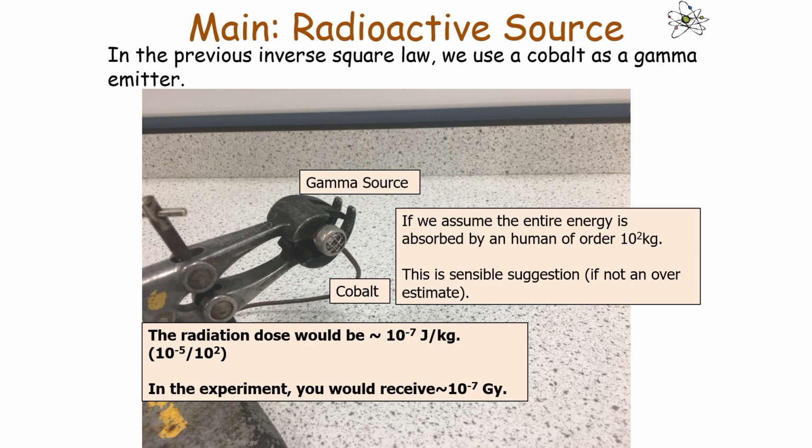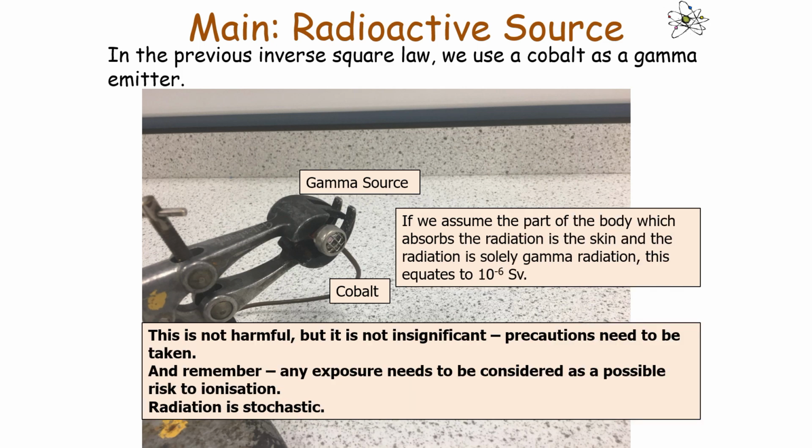So in a particular experiment you will receive in maximum about 10 to the minus 7 grays. Now if we assume that the part of the body which absorbs the radiation is the skin, and the radiation is solely gamma radiation, that considers our weighting factor, we get about 10 to the minus 6 sieverts. Now this is not harmful, but it's not insignificant, so precautions need to be taken. And remember, any exposure needs to be considered as a possible risk of ionization, because radiation is stochastic. There's no lower safe limit for the amount of radiation you can absorb.